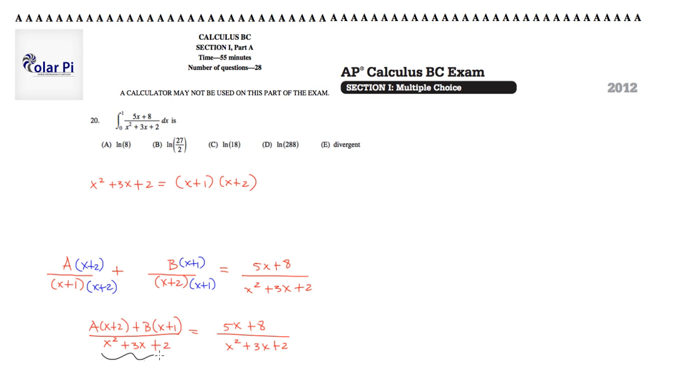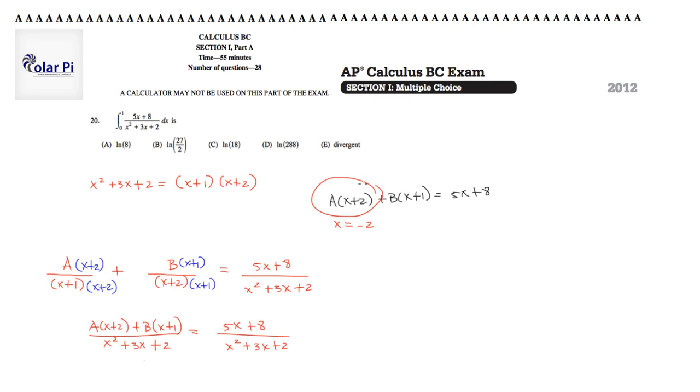Now, it's clear that since the denominators are identical, these two fractions will be the same when the numerators are the same. That is to say, when A times x plus 2 plus B times x plus 1 is equal to 5x plus 8. Alright, some cleverly chosen x values will make for efficient solving. That equality holds for all x, so if we choose x equals -2, you'll see that that x value is cleverly chosen.